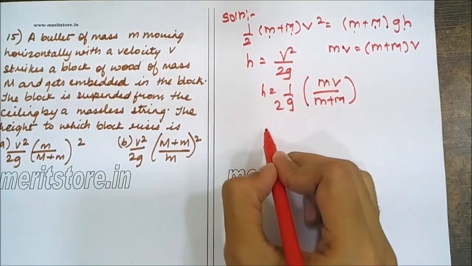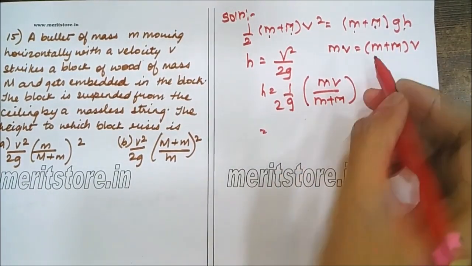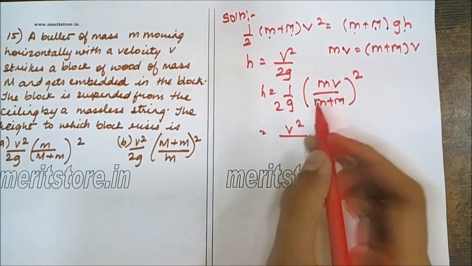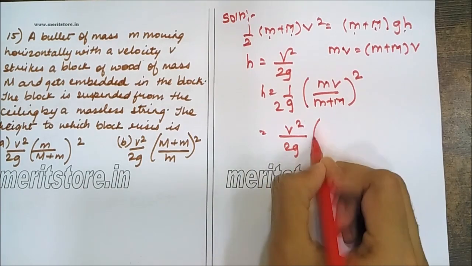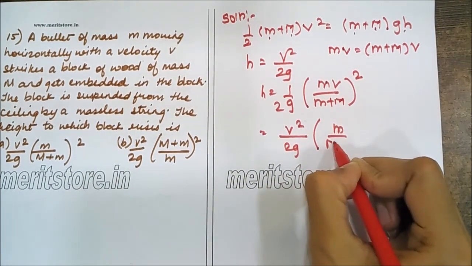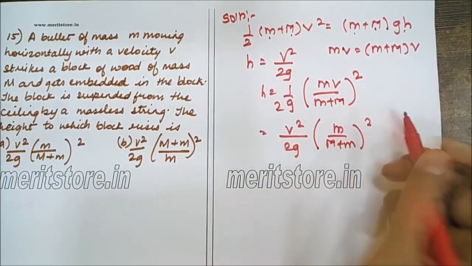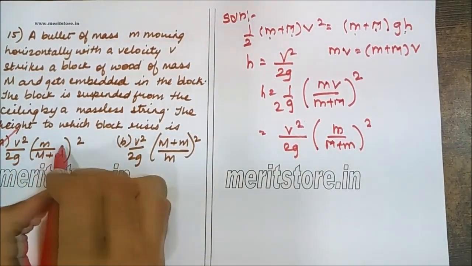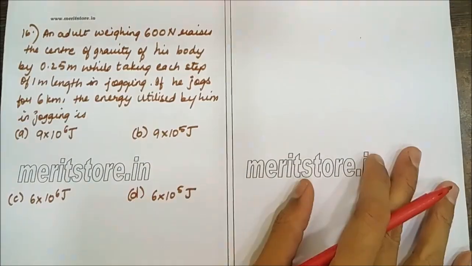Okay, so solving the above equation we have v square upon 2g into m upon m plus M the whole square. So that is option A, that is v square upon 2g into m upon (m plus M) the whole square.